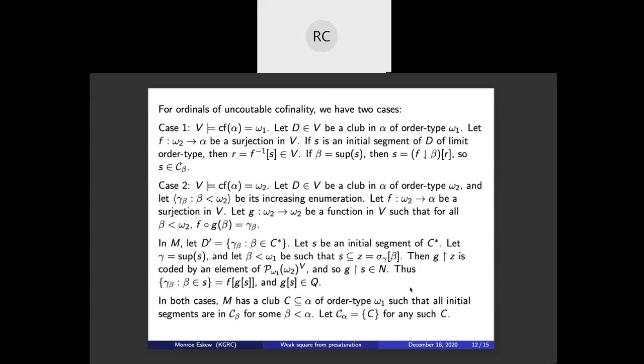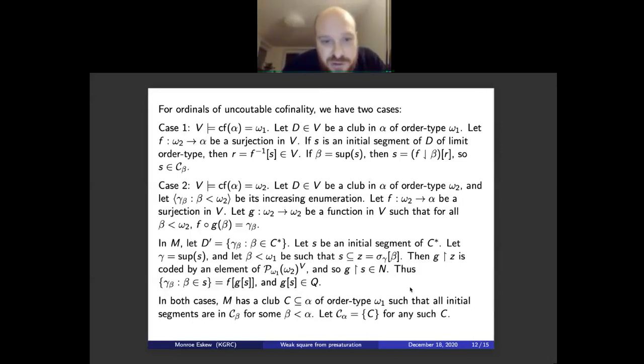Okay. Yeah. So what we're trying to do is make sure that these sets script C alpha are not too large. And the key is the cardinal arithmetic assumption for that. All right. Okay. Thanks.